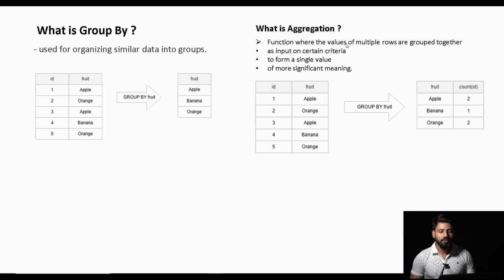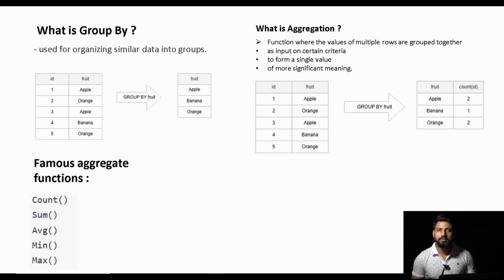So you can see that it is a function where the values of multiple rows are grouped together as input on certain criteria to form a single value of more significant meaning. That means it gives more significant meaning to the data set whenever you are grouping it. After that, the third thing is the famous aggregations applied over any group. The first one we already saw is count. Others are sum, average, minimum and maximum. In the same way as we applied count, we can apply sum, average, minimum and maximum.